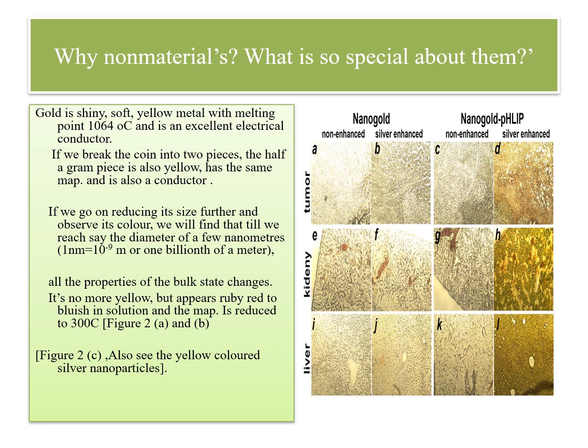Then we'll try to understand why nanomaterials, why they are so special, right? Because say for example if we take a coin of gold, then we know it is a shiny soft yellow metal which has a melting point of 1064 degrees centigrade, right? And it is also an excellent electrical conductor. If we break the coin into two pieces, then the half of a gram piece is also yellow, right? Has the same texture and same color, and it is also a good conductor of electricity.